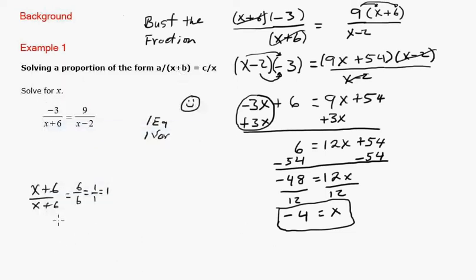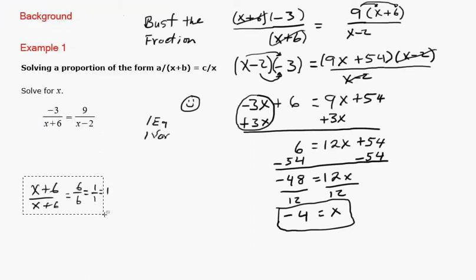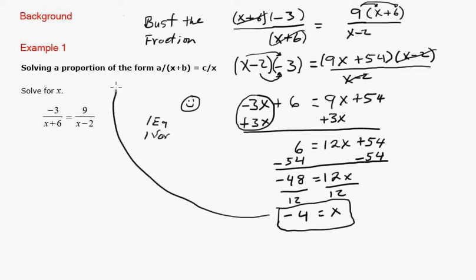Okay, so one last thing, just because I want to check this. Let's just see if the math holds, if the theory holds. We should now be able to plug negative 4 into this equation and get it to balance. So we get negative 3 over negative 4 plus 6 equals 9 over negative 4 minus 2.